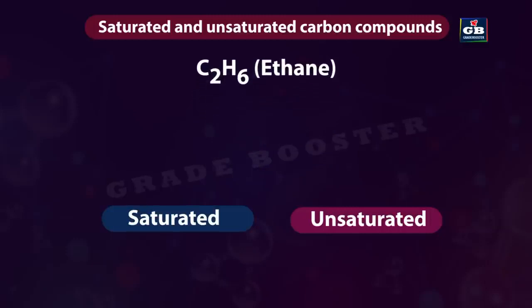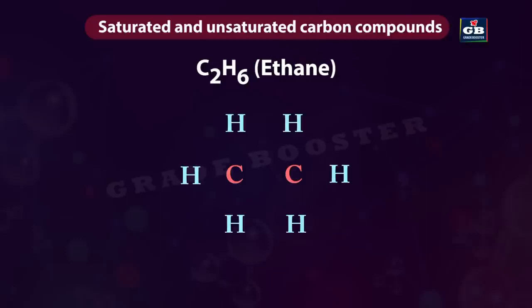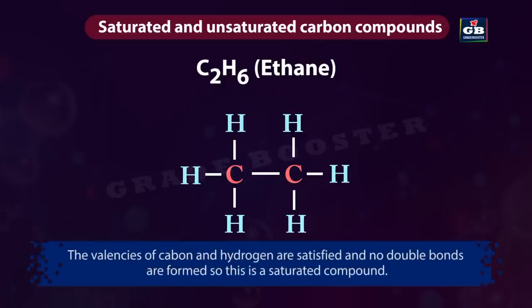Let us draw its structure to know whether it is saturated or unsaturated. First link carbon with carbon using a single bond. Then link 3 hydrogens with 1 carbon and 3 with the other. The valencies of carbon and hydrogen are satisfied and no double bonds are formed. So, this is a saturated compound.